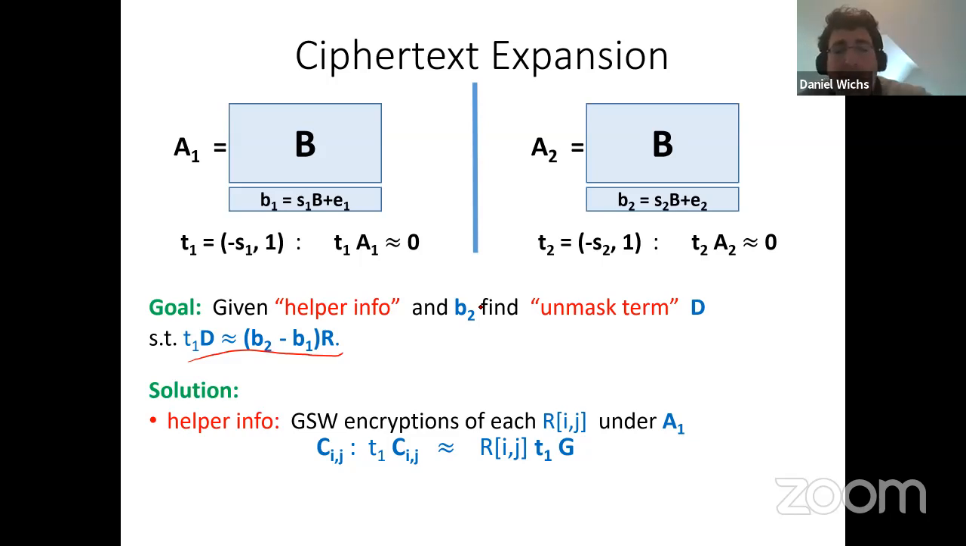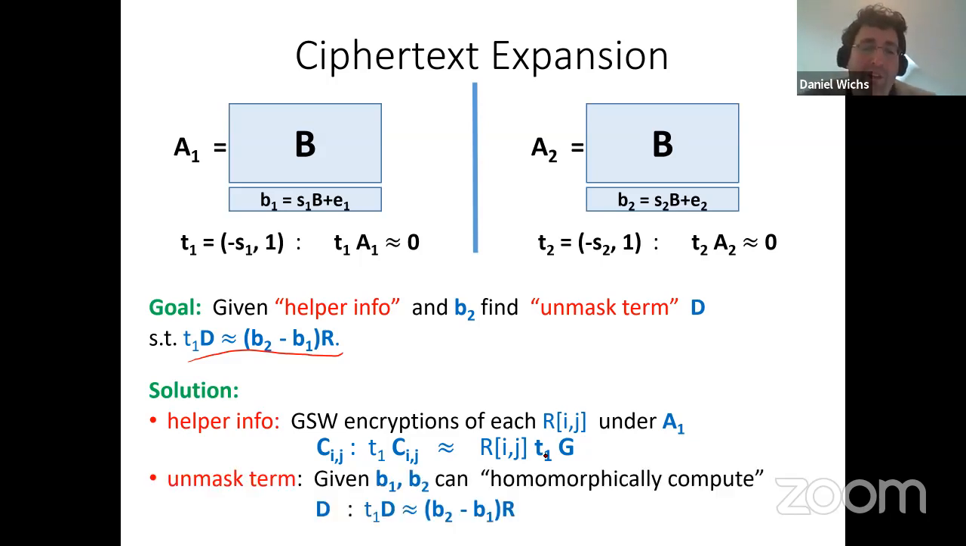So these ciphertexts satisfy this property. And it turns out that by doing a fairly simple homomorphic operation on these ciphertexts, we can derive this matrix D that satisfies the property we wanted. In particular, you can think of this as a homomorphic computation that has encryptions of the randomness R, and it knows the public keys B1 and B2 in the clear, and homomorphically computes an encryption of B2 minus B1 times R.